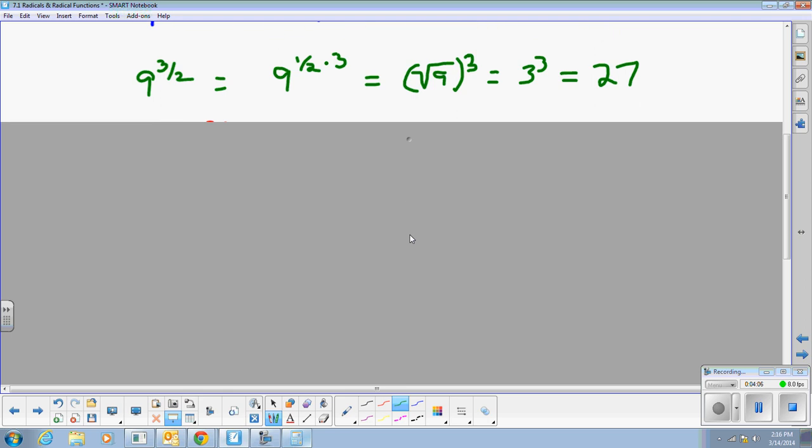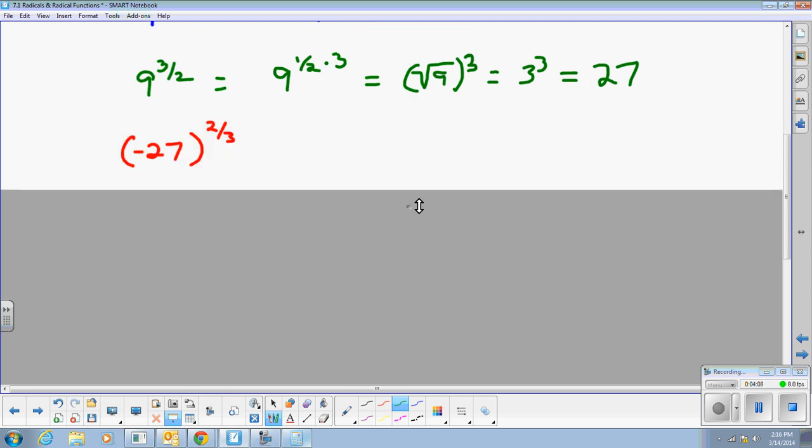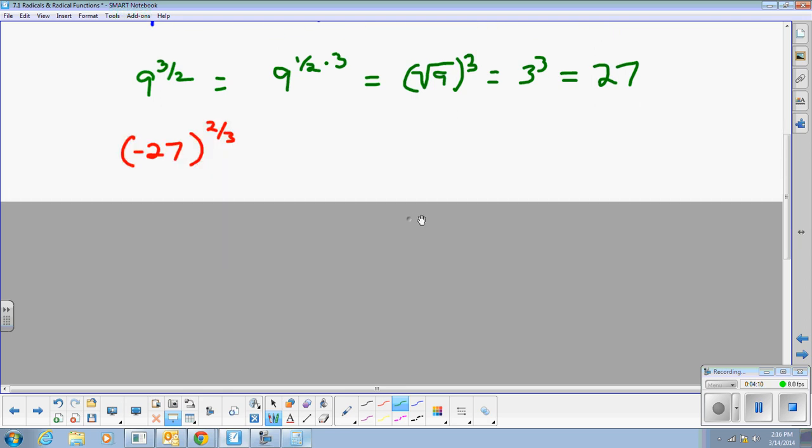So a few more examples for you. Here is one: negative 27 to the 2/3 power. Negative 27 to the 2/3 power. So taking a look here, I'm going to change my color, erase my mistake here. All right, so we're going to go to red.